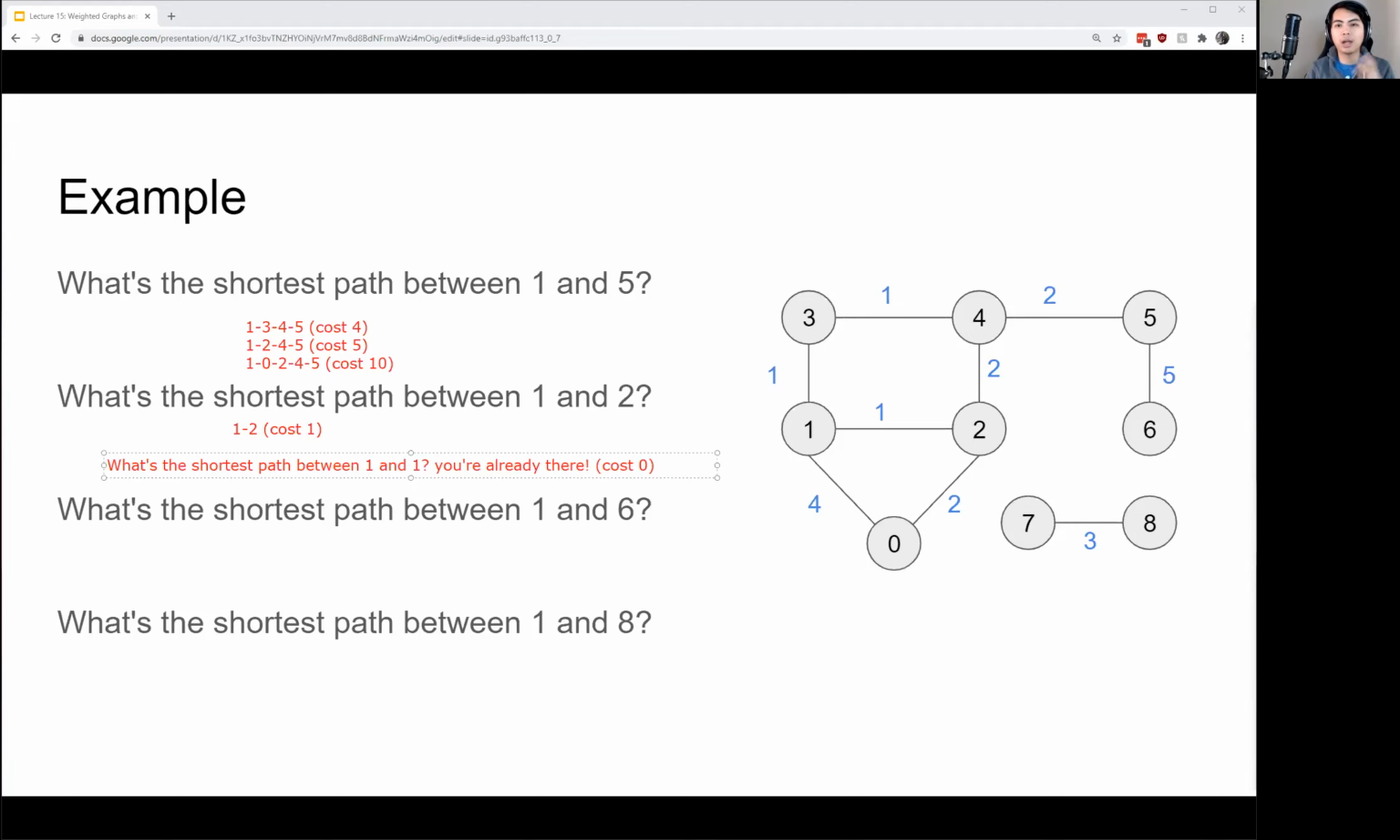There's not really an obvious way to represent it. You might have the empty set. You might have 1 here, but in short, if you're in the place that you want to be, then the cost is 0 to get there.